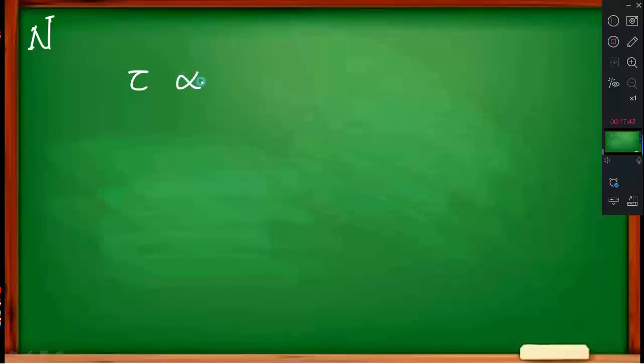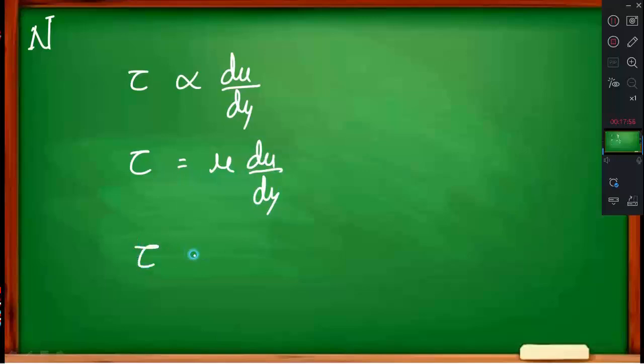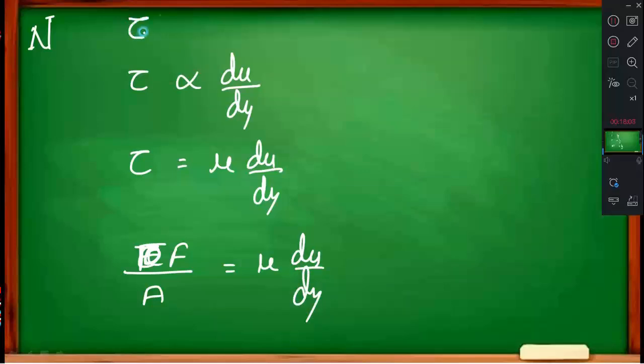Shear stress is directly proportional to du by dy. More specifically, tau is equal to mu into du by dy. More specifically, not tau now, F divided by area. Okay, F divided by area equal to mu into du by dy. Less specifically, shear stress is directly proportional to shear strain.